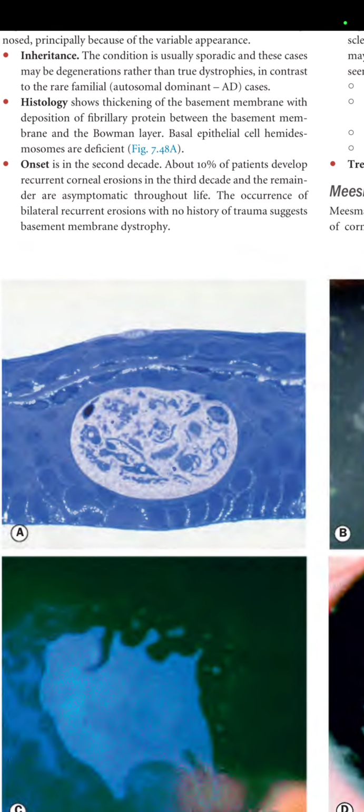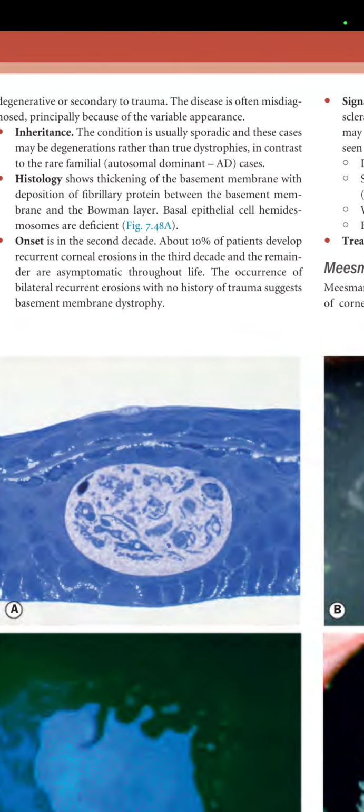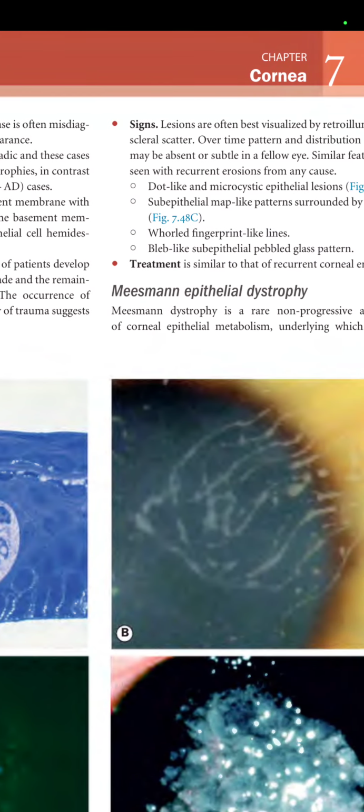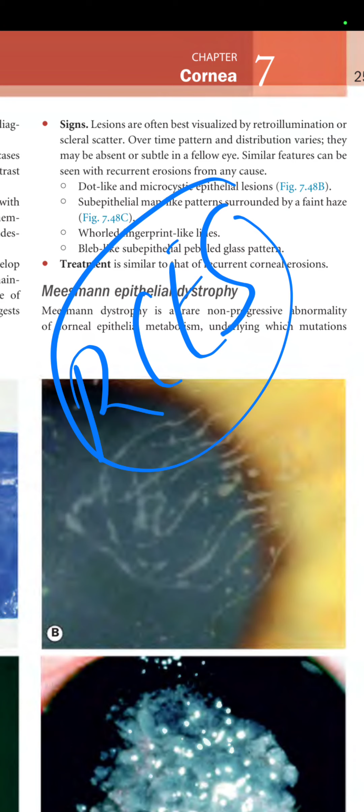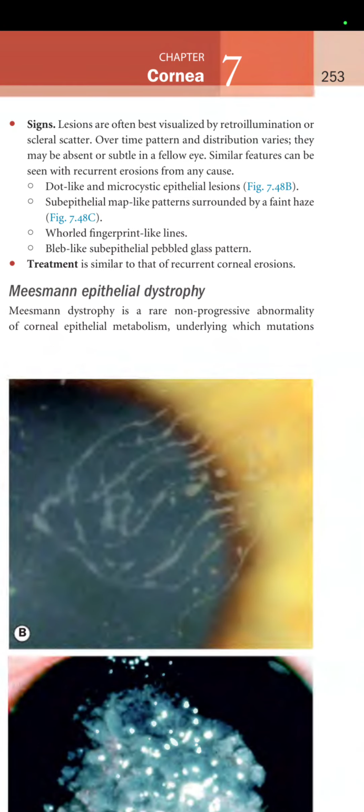Onset is in the second decade. About 10% of patients develop recurrent corneal erosion in the third decade. The remaining are asymptomatic throughout life. The occurrence of bilateral recurrent erosions with no history of trauma suggests a basement membrane dystrophy. So basically, most of the dystrophy presents with symptoms of recurrent corneal erosion syndrome, and it presents earlier in life, about the second and third decade.